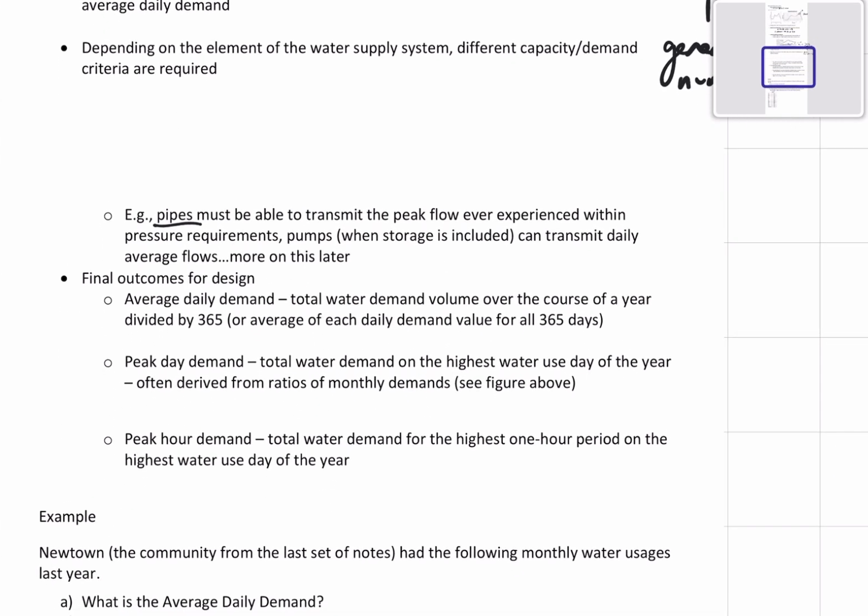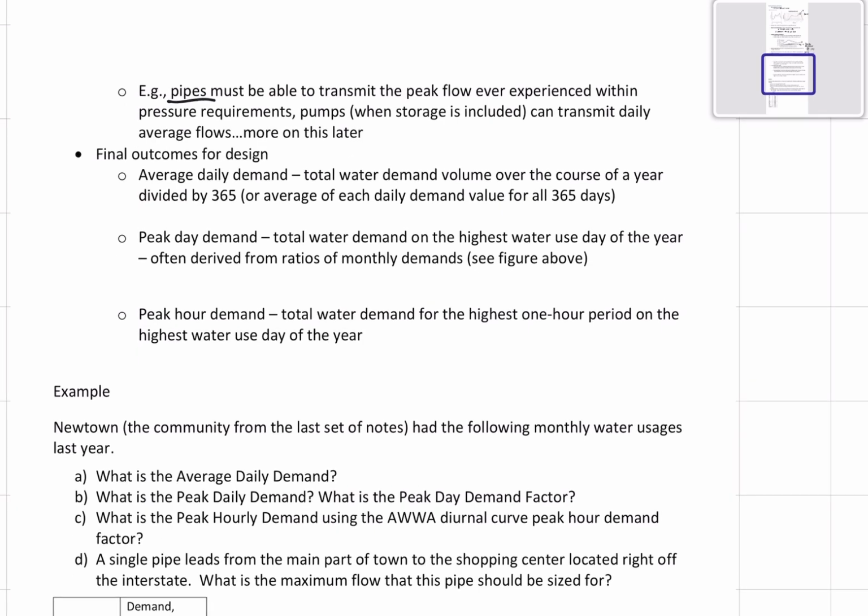Okay, so what are our final outcomes for design? Let's put this all together. We've got our average daily demand. This is the total water demand volume over the course of a year divided by 365, or the average of each daily demand value for all 365 days. This is similar to what we were doing in the previous lecture. We're going to just start on average in a day, what's the average daily demand?